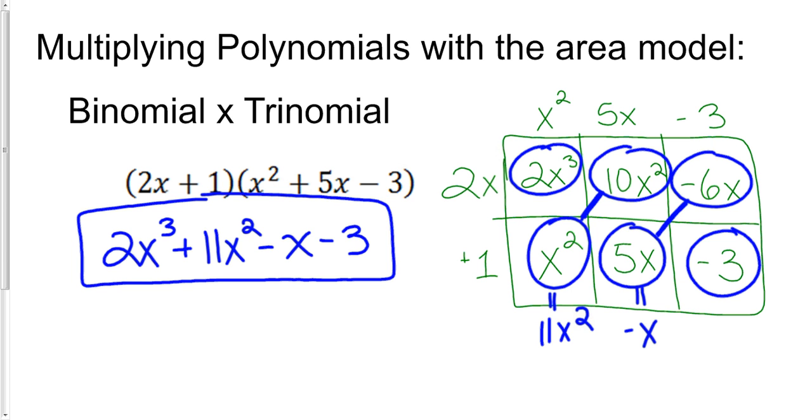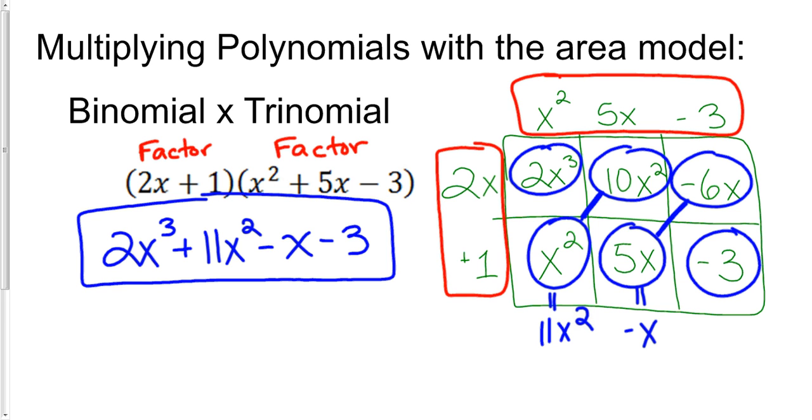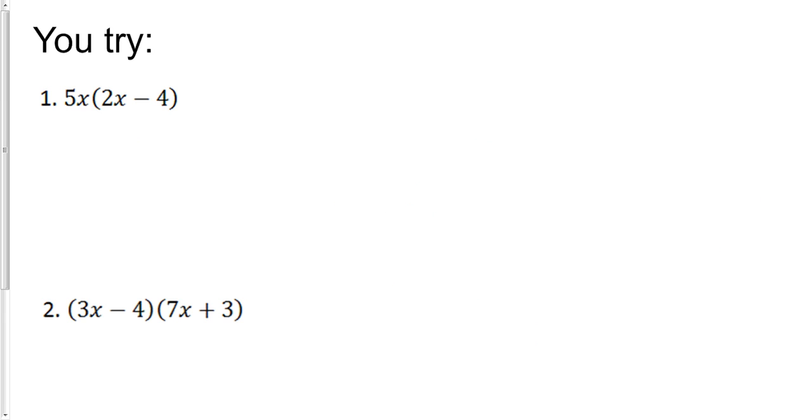Okay. Key thing to remember is that when you multiply, you have 2 factors that you're multiplying together. Factors go outside the box, outside the area model, and then the answer is what we find out inside. So now it's your turn. You've got 2 problems. You got a monomial times a binomial and a binomial times a binomial. Go ahead, press pause and try them both now.